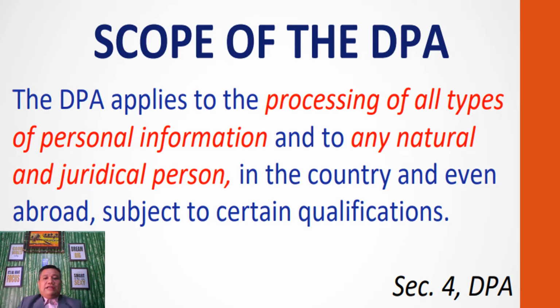Scope of the DPA or Data Privacy Act. The Data Privacy Act applies to the processing of all types of personal information and to any natural and juridical person in the country and even abroad, subject to certain qualifications. The Data Privacy Act is broadly applicable to individuals and legal entities that process personal information with some exemptions. The law has extraterritorial application, applying not only to businesses with offices in the Philippines, but when equipment based in the Philippines is used for processing.